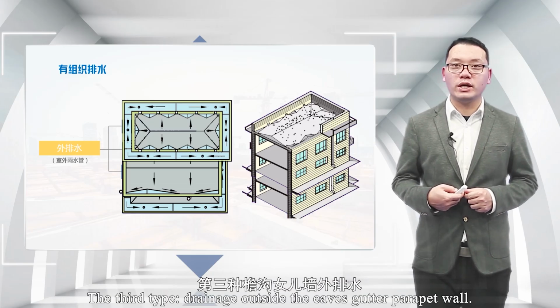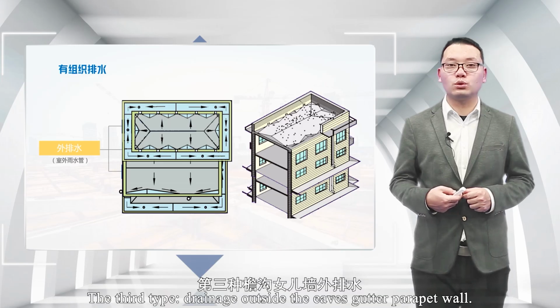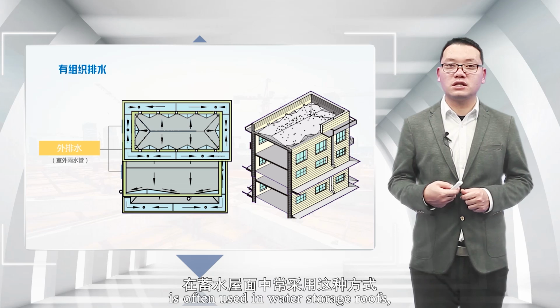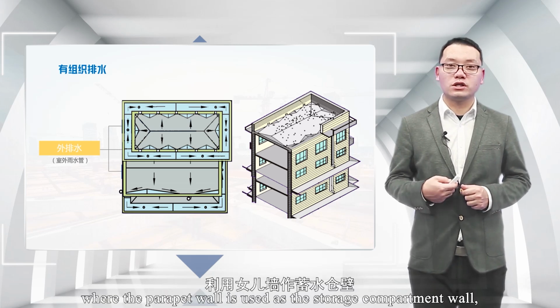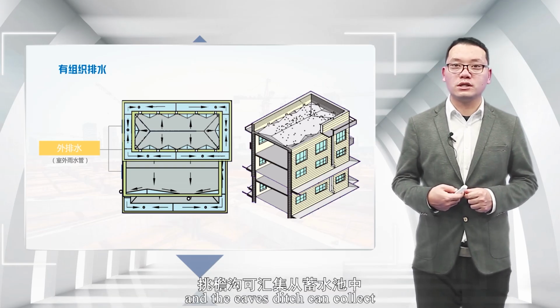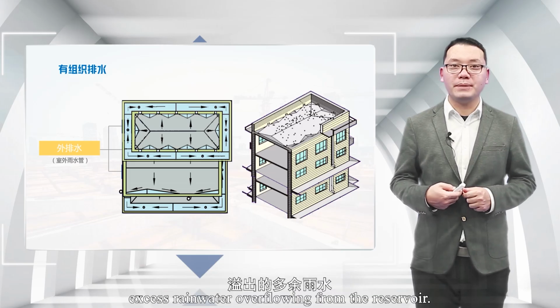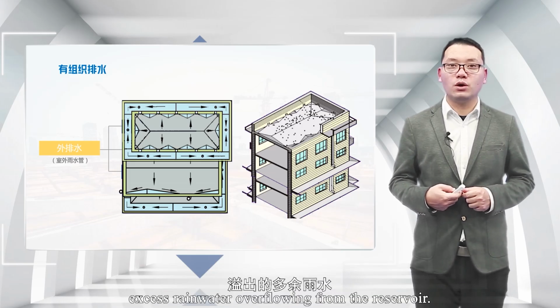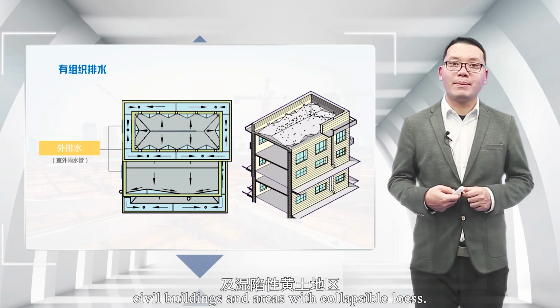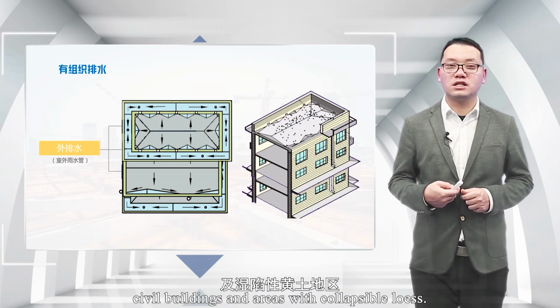The third type, drainage outside the eaves gutter parapet wall. The combination of the first two methods is often used in water storage roofs, where the parapet wall is used as the storage compartment wall, and the eaves ditch can collect excess rainwater overflowing from the reservoir. External drainage is suitable for civil buildings and areas with collapsible loess.